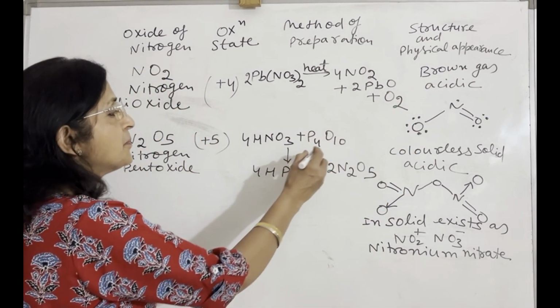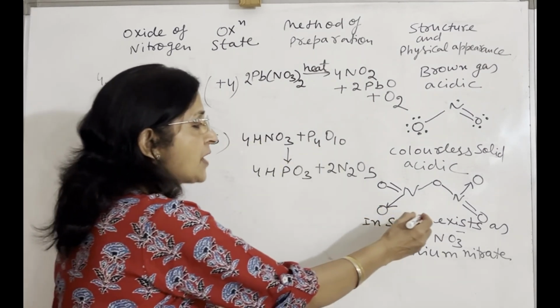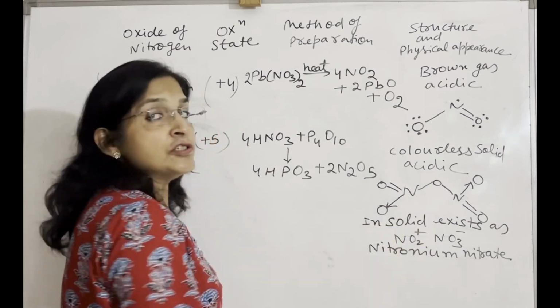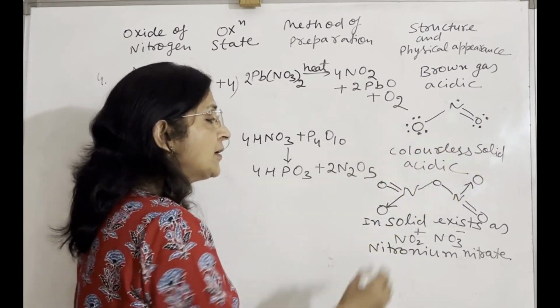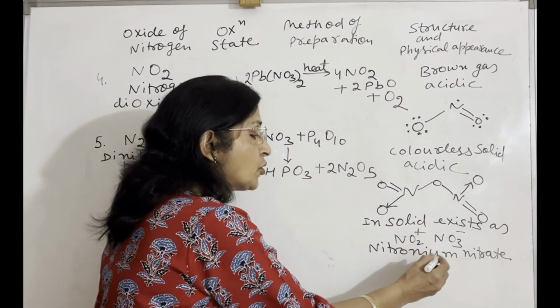It is prepared by the reaction of phosphorus pentoxide and nitric acid. The structure of nitrogen pentoxide is this. Nitrogen pentoxide exists as a colorless solid. It is acidic in nature. And in the solid state, it exists as nitronium nitrate.